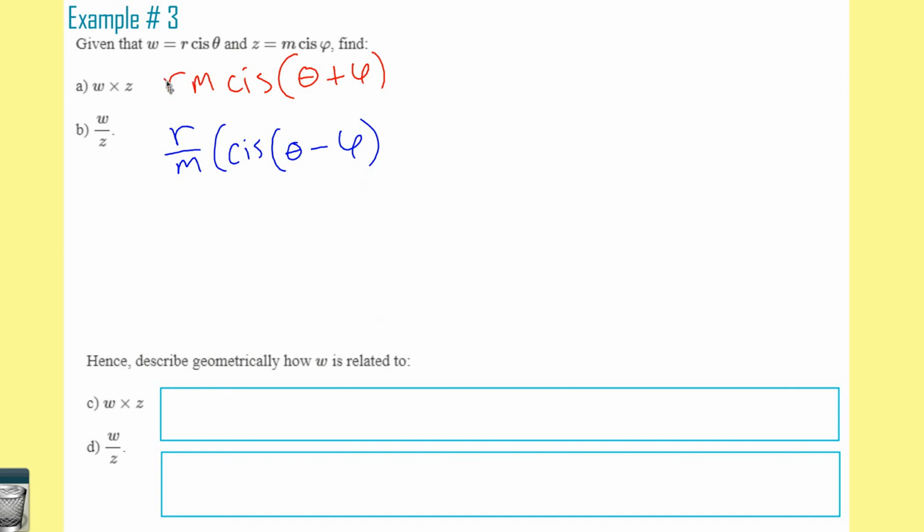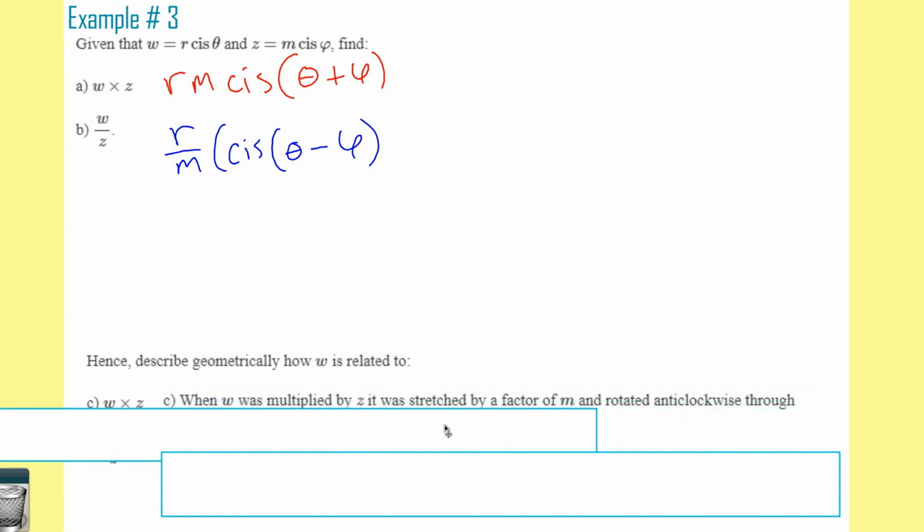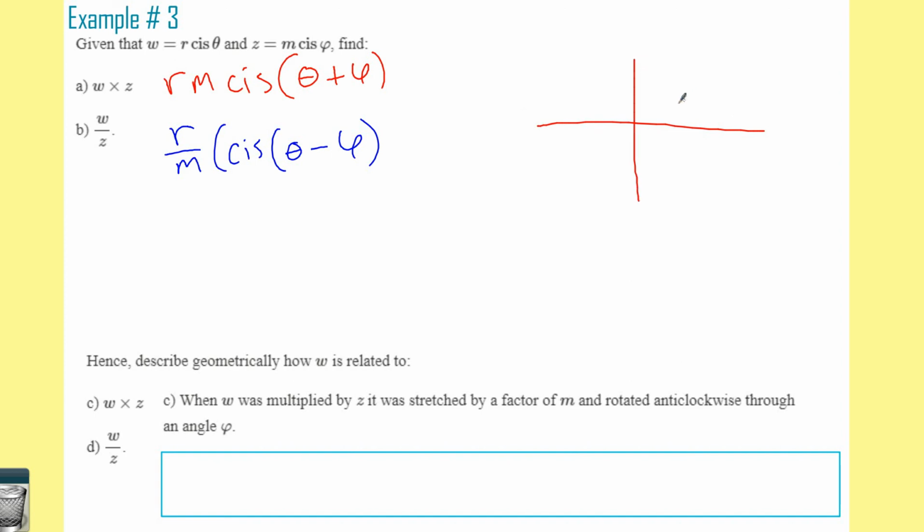Well, if we did r times m, we've made it bigger. We've stretched it by a factor of m. So that's what Z is doing to W. It's stretching by a factor of m, and it's rotated anti-clockwise. Think about that. Clockwise is like this, so anti-clockwise is that way, which is how we do angles. So when we add an angle, we're going in that direction.